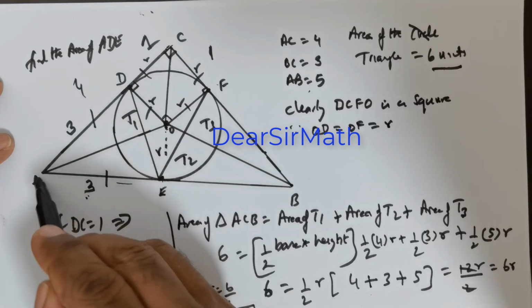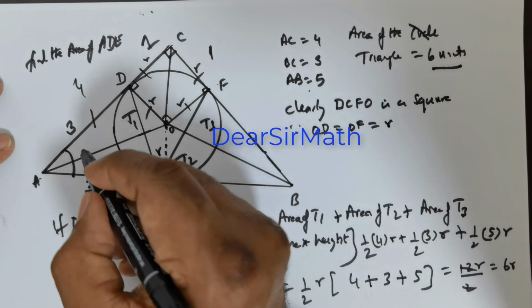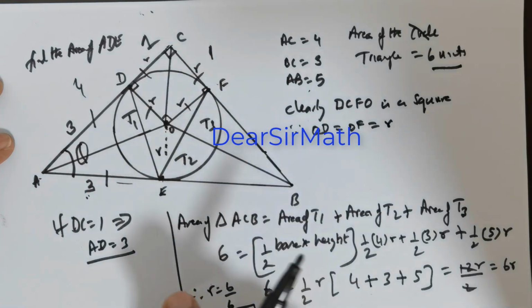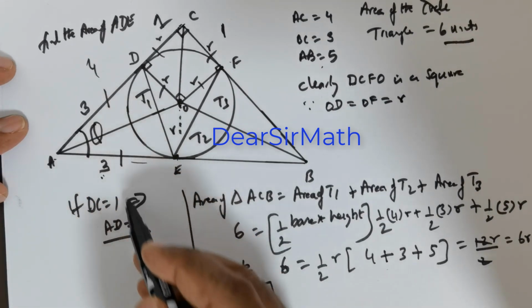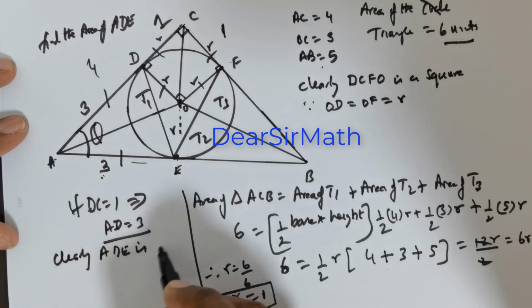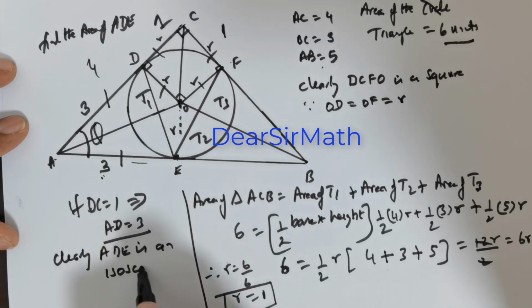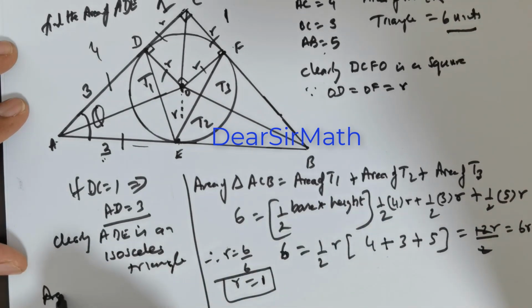Now this entire angle is A, right? Now this is 90 degrees. Now let me just take this as some theta, right? Now this is clearly an isosceles triangle. Two sides are equal. Clearly ADE is an isosceles triangle, right? So that would mean the area is going to be half times A into B into sine theta.